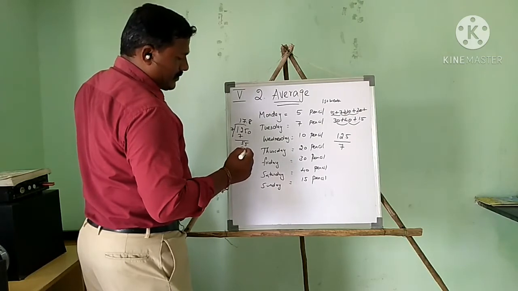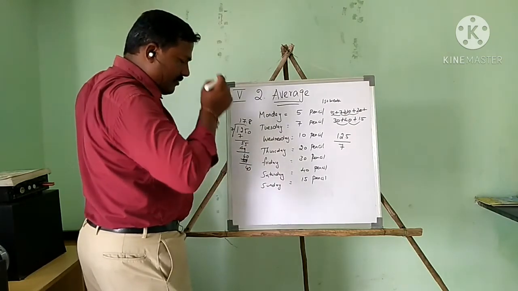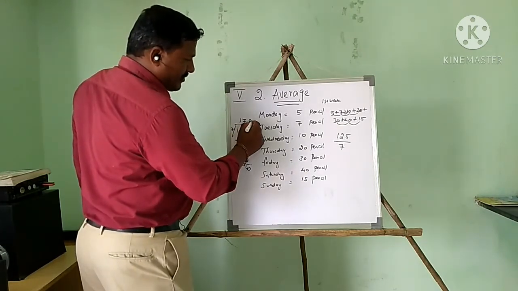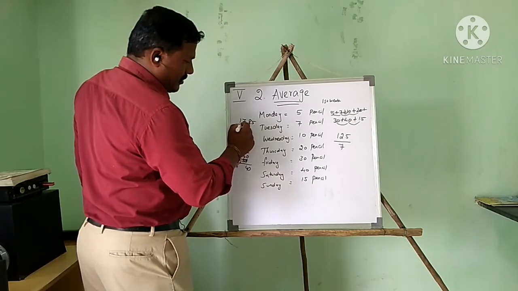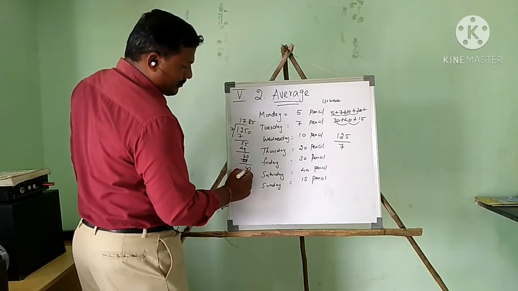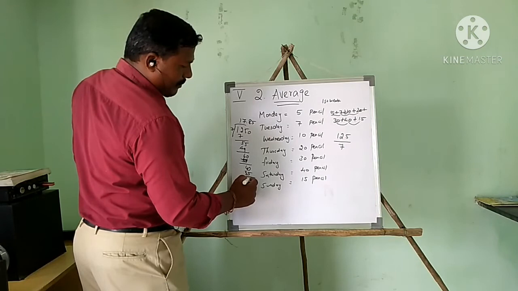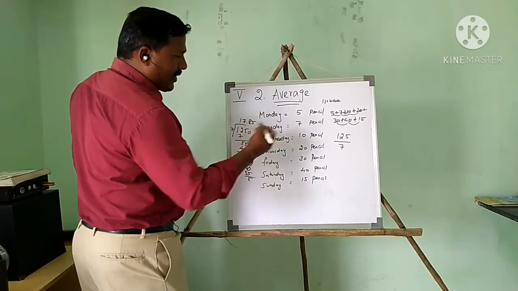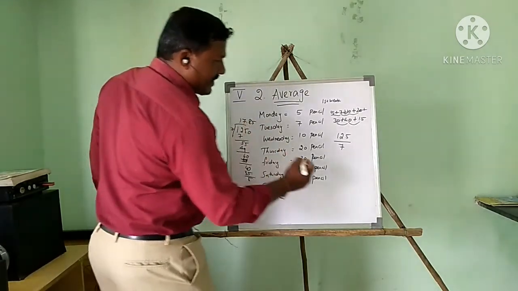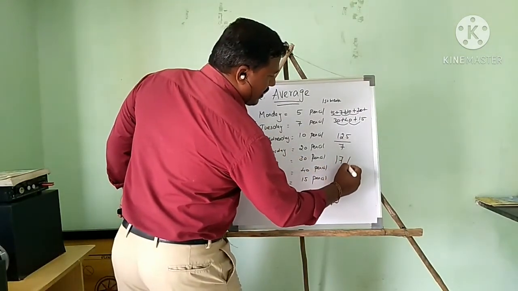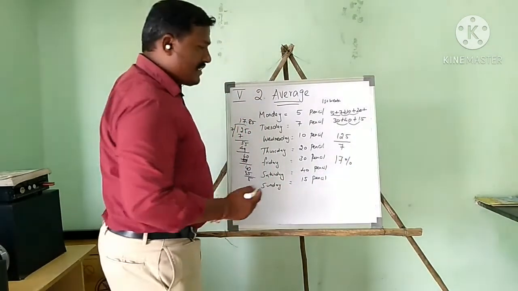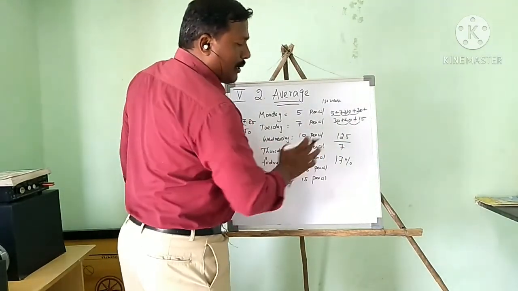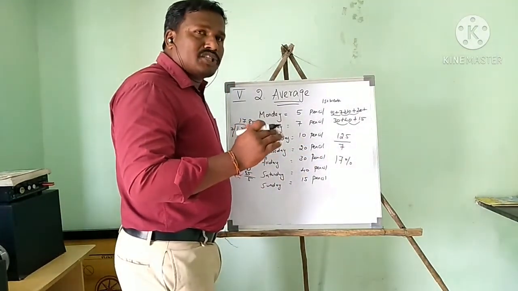5 sevens are 35, then the remainder is 5. So it's going on. So you take 17%. See, this week your business growth is 17 point something. Just remove the fraction part and take the whole number. So this week your business is growing 17%.